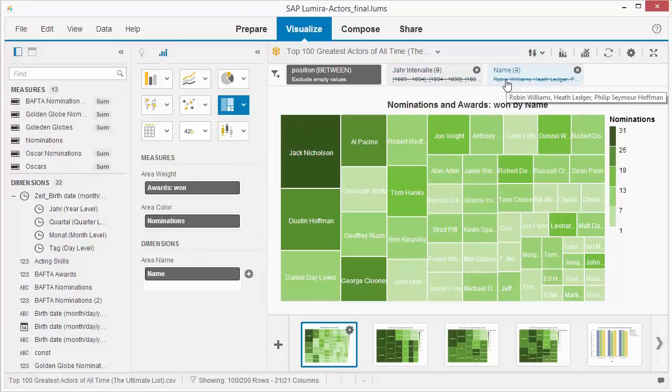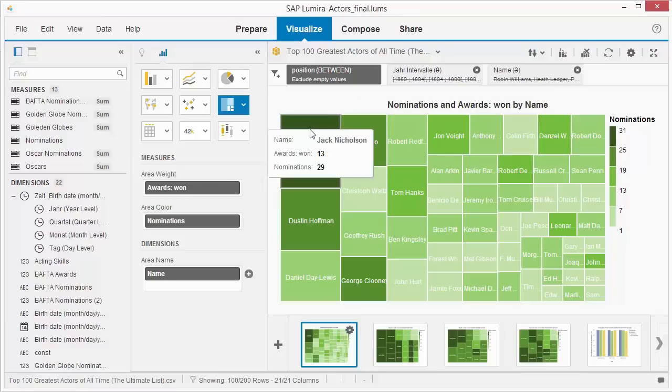He first of all filters out all actors that are not alive anymore and not available for his movie. Then he has a look at the nominations and the awards won by name. Jack Nicholson, for example, won 13 awards and was nominated 29 times, so he's the leader in this field.